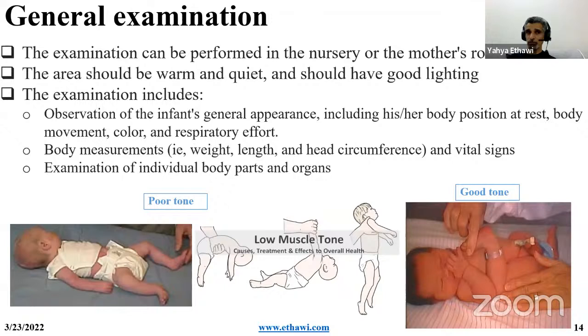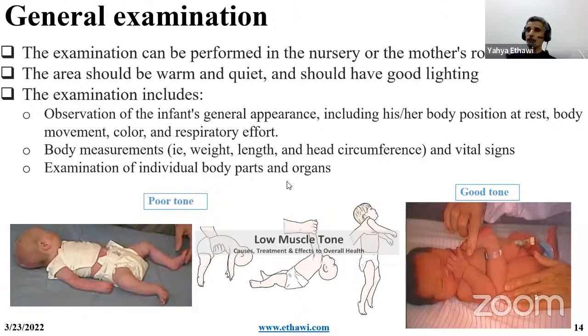No question? Okay, so the first examination can be in the resus room, the nursery, the NICU, or in the combined care with the mother. It should be done within 24 hours, in a warm and quiet place, with good light, like a white LED light. You observe general appearance, including position and body movement, color, respiratory effort, and you do measurements, and then individual examination of organs one by one.